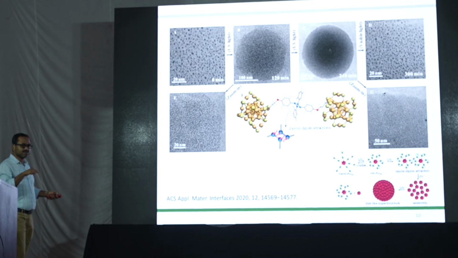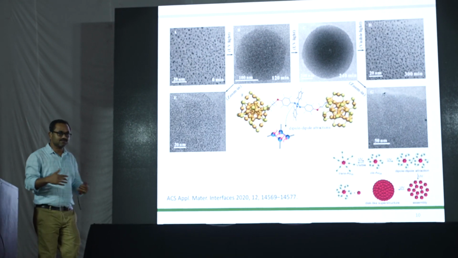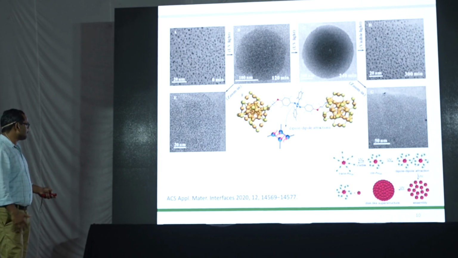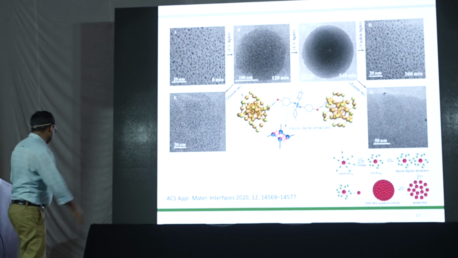When you shine light, Au25 nanoclusters go to cis Au25. The cis nanoclusters can attract each other and form an assembly, and when you shine for a long time, it forms a thick assembly.